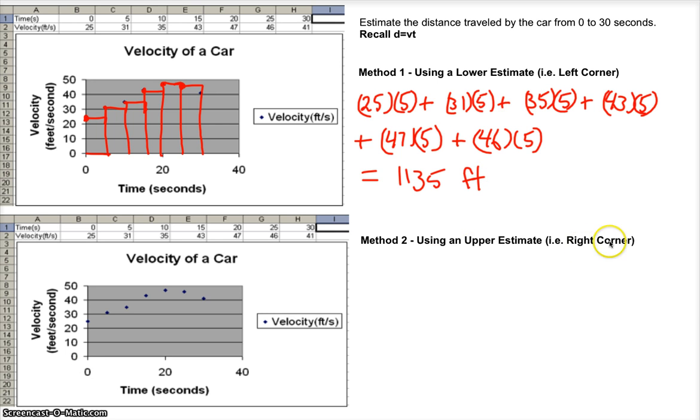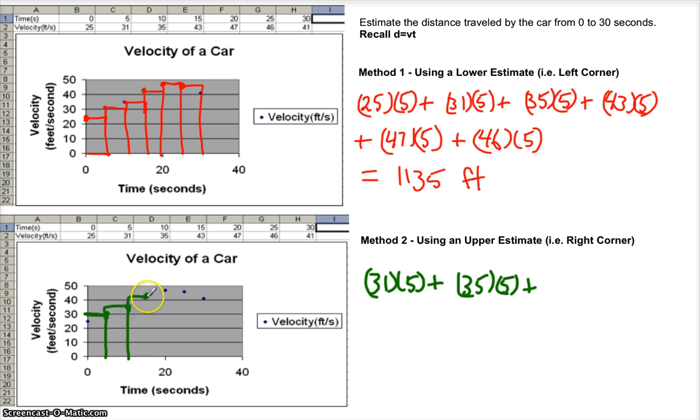Okay, method 2, the right corner method. Same process, just that we're going to use the right data point as our height. So we'll draw the rectangle with that height. The time interval doesn't change. That's still 5, but this time we're going to start with a height of 31. 31 times 5. Plus, let's continue. This will be our right corner. We'll use that height. And that's 35 times 5.